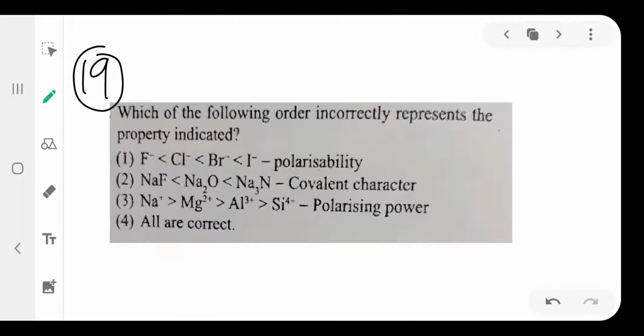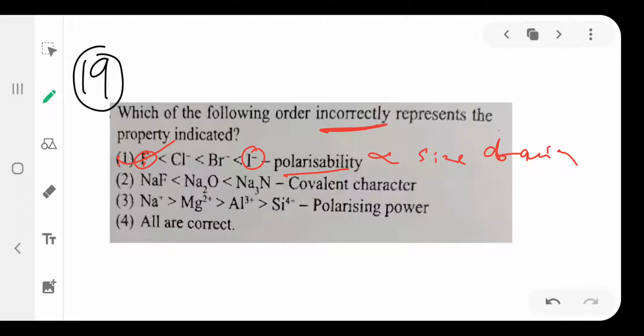Next, question number 19. Which of the following orders is incorrectly represented? Polarizability is directly proportional to the size of the cation or size of the anion. Which anion is larger? Iodine. That's why iodine has more polarizability. Fluorine is smaller in size, polarizability is less. That is correct. But the question is which is incorrectly represented.